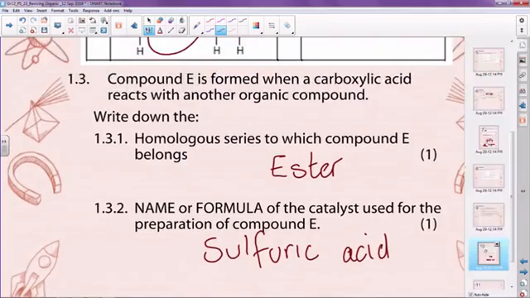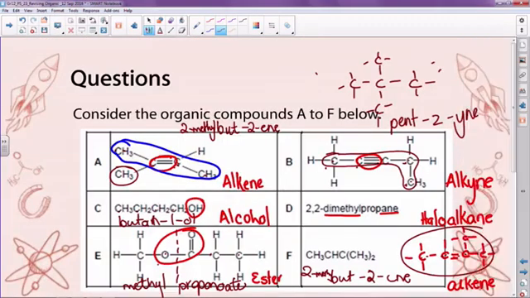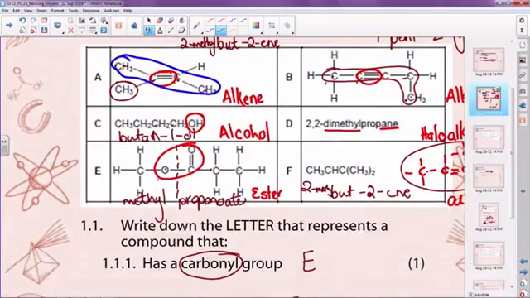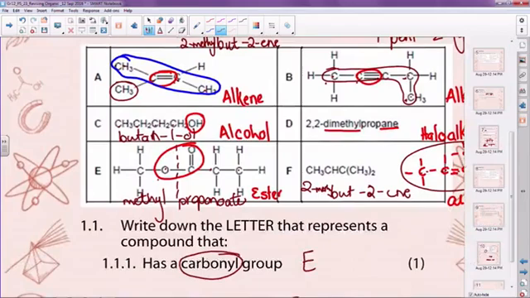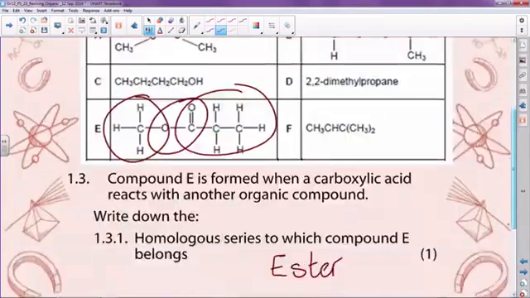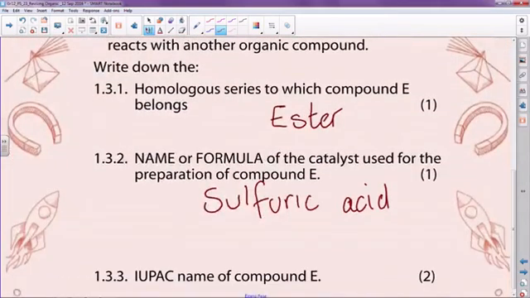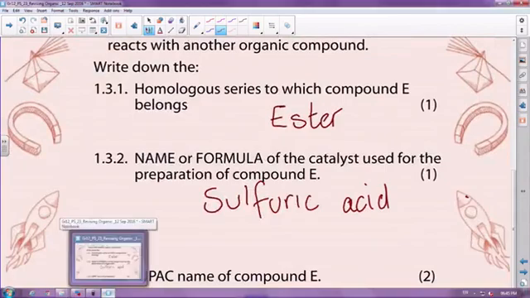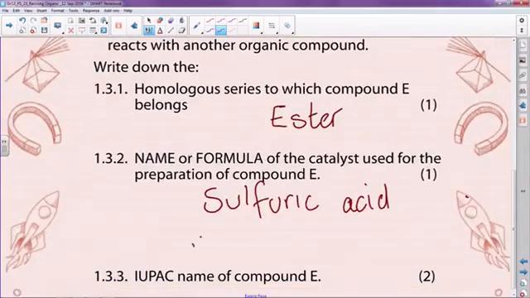Now, the name. When we go back to my original one, which I wrote all over, oh, look here. I wrote it down already. It's methylpropanoate. So let's go back to the question and remember the alcohol part, carboxylic acid part.